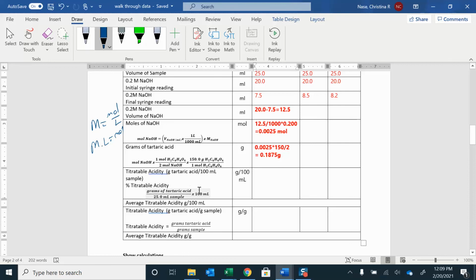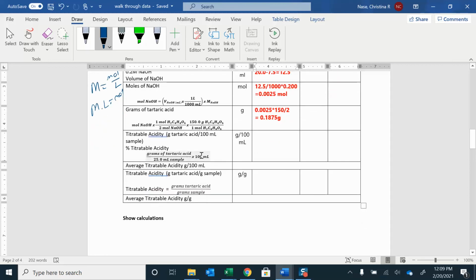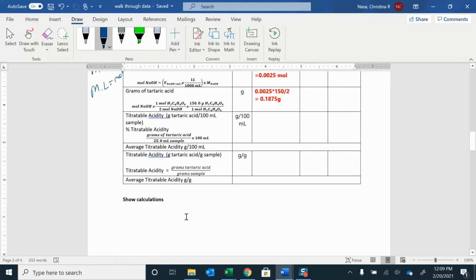Just a little idea, where did that come from? Why is there this random 100 mils and what's going on? I'm setting up a proportion. I'm going to say grams of my tartaric acid over my 25 mil sample, right? That's what I have in here. But if I want to know how many grams I would have out of a 100 mil sample, I just set up this little proportion. So I multiply both sides by 100. I'm going to take the grams that I just had, multiply that by 100, and divide by 25 because that was my sample. So that's all we're doing here.